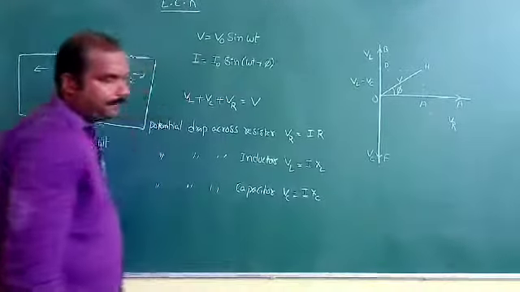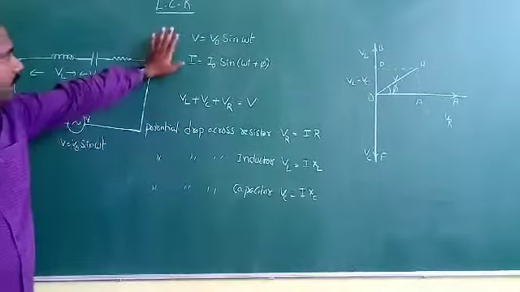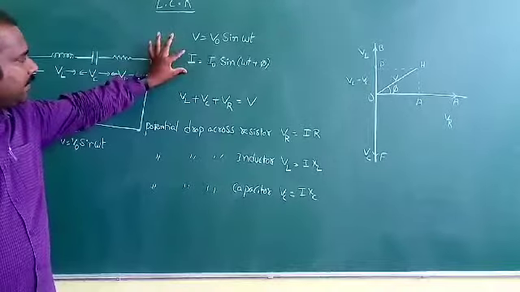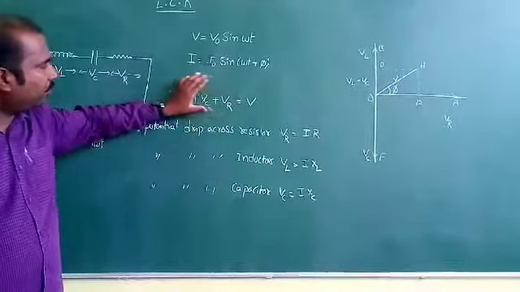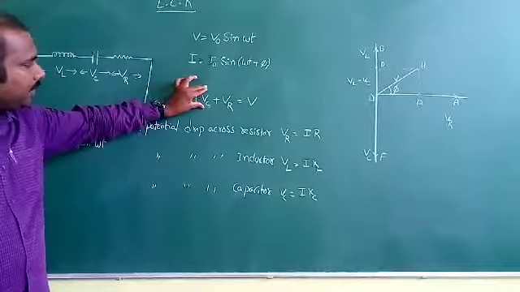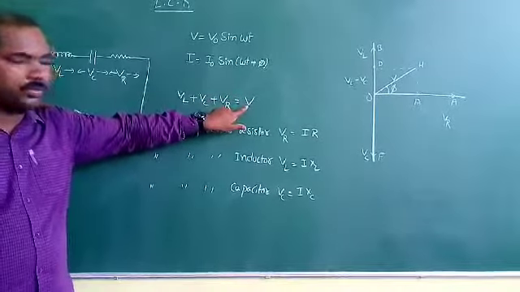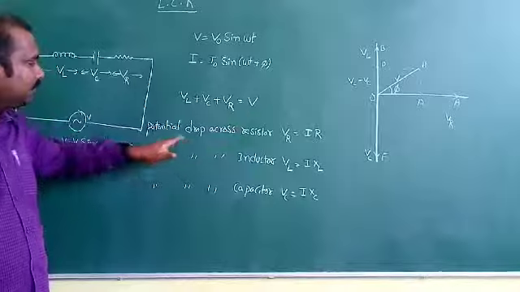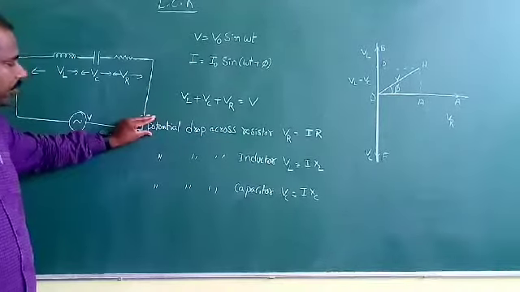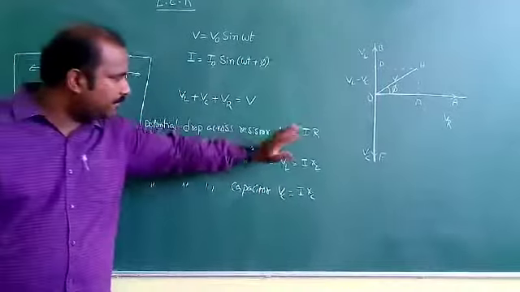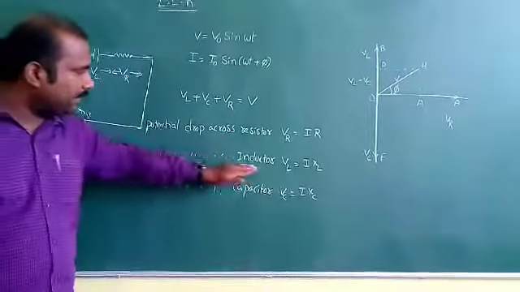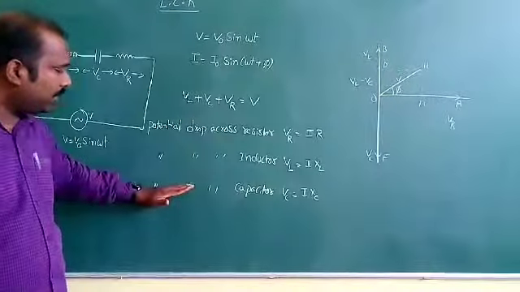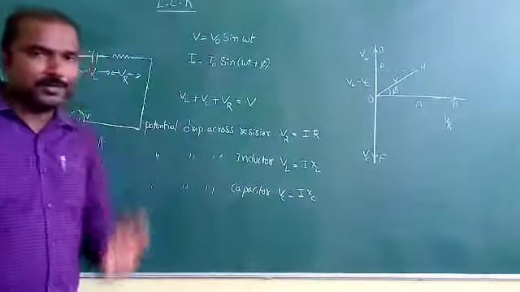All of you followed? This is the instantaneous voltage, instantaneous current. The total potential drop across the inductor, capacitor, and resistor is equal to the total potential applied by the source. The potential drop across the resistor is given by this much, across the inductor by this much, and across the capacitor by this much.